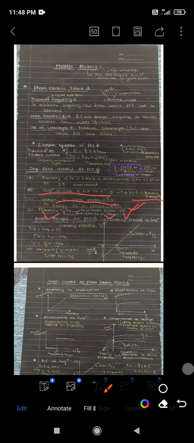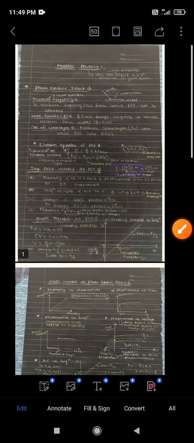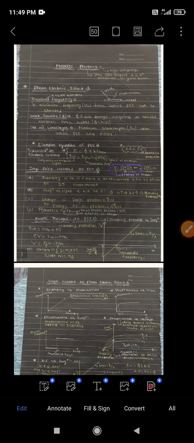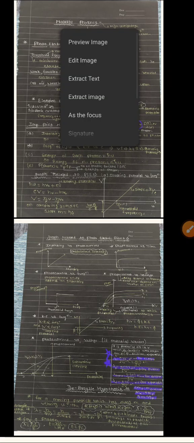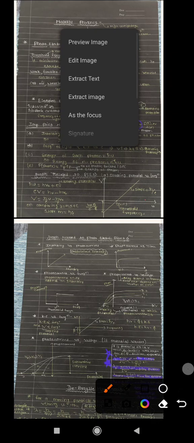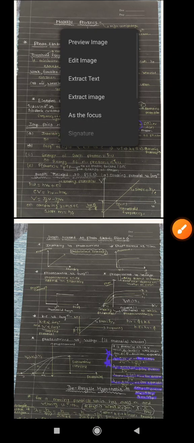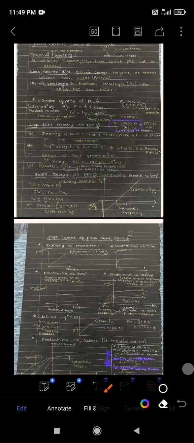Now we do the important graphs related to the photoelectric effect. First is stopping potential versus frequency. Stopping potential is directly proportional to the frequency, so the curve will be a straight line.